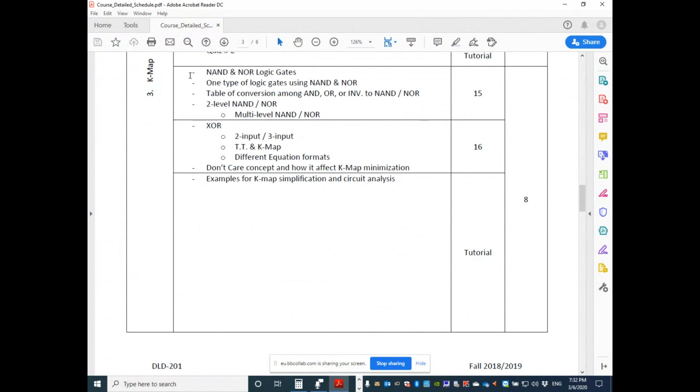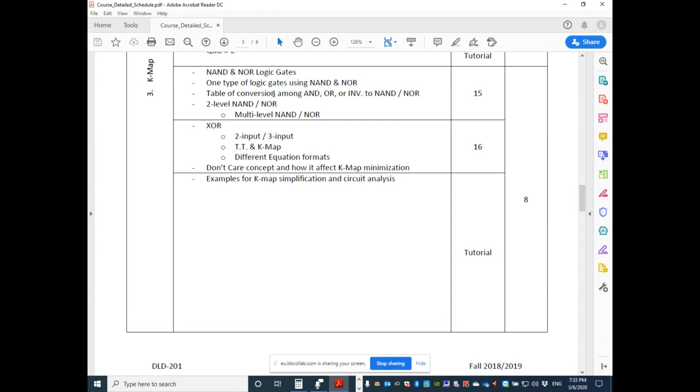We already covered in class the chapter on the K-map, the NAND, the NOR gate, discussing one type of logic gate simplification, which we call multi-level NAND and multi-level NOR. We also covered the NAND gate and how I can convert any of the three basic logic gates, the AND, the OR, and the inverter, through NAND gates.